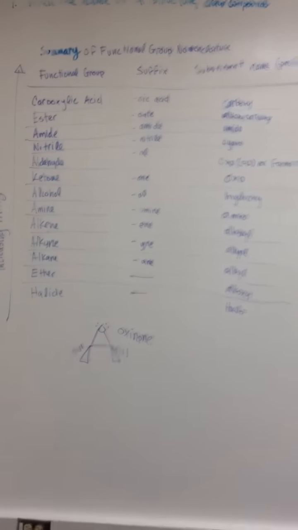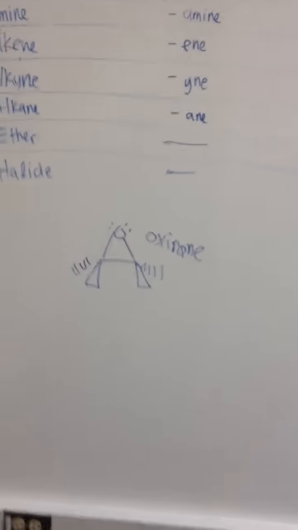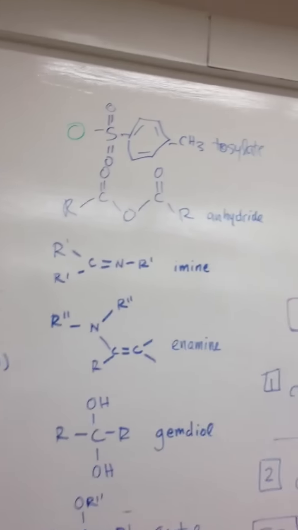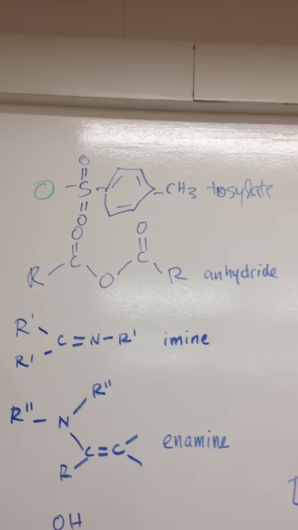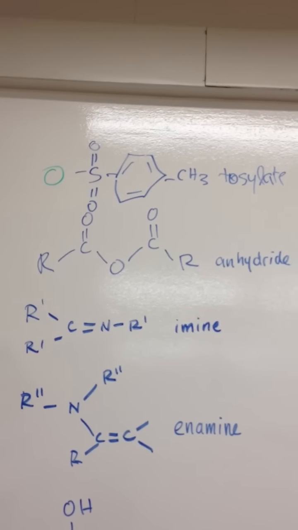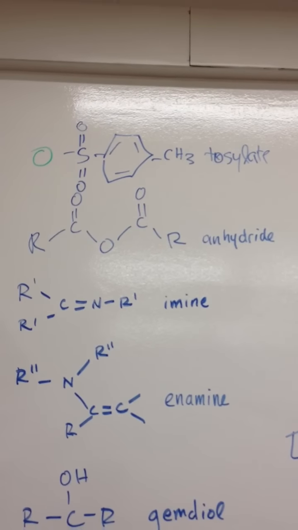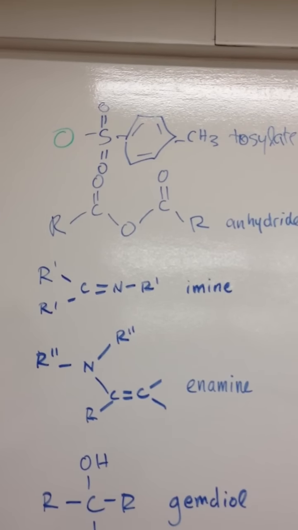Now let's talk about some interesting functional groups. Down here I have an oxirane, but it's more commonly known as an epoxide. Up here we have a tosylate, which you can tell is a benzene ring attached to a methyl group and a sulfur attached to 3 oxygens. There's an anhydride, which is 2 carbonyl groups with an oxygen joining them, like an ester.